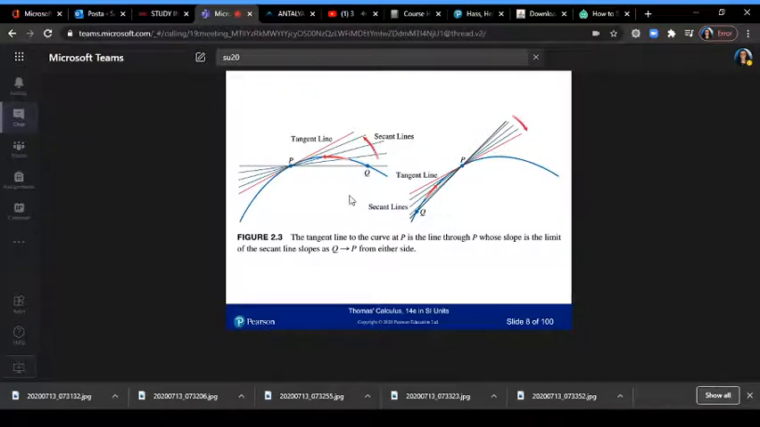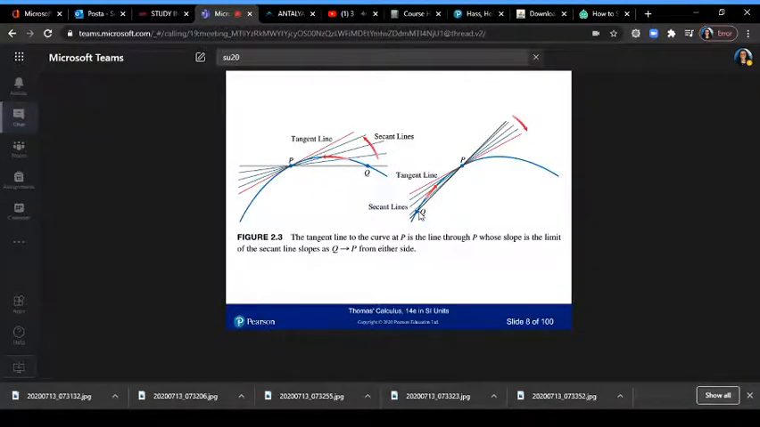So in other words, as Q approaches P, look at this notation, as Q approaches P from one side, from the right, you calculate the slope of each secant line, and you're going to see they get close to the slope of the tangent line. That's the idea. So you're approaching P from one side, from the right side.